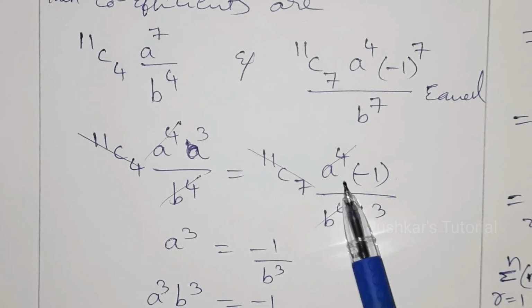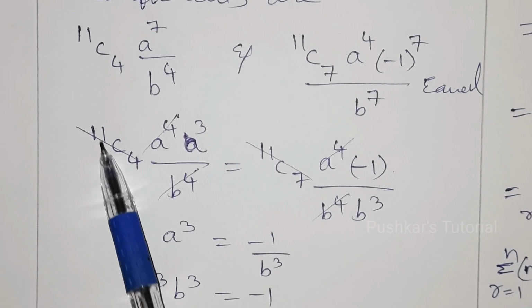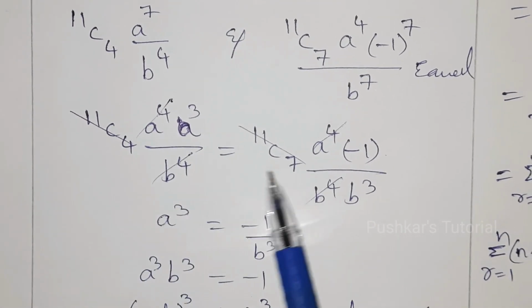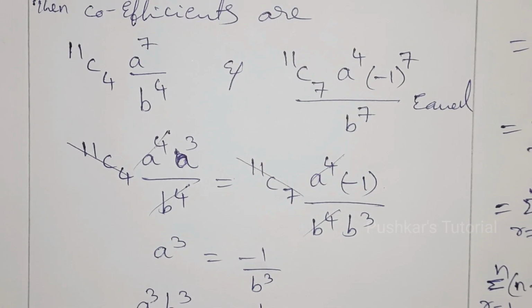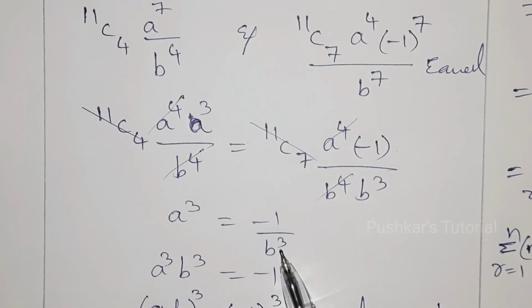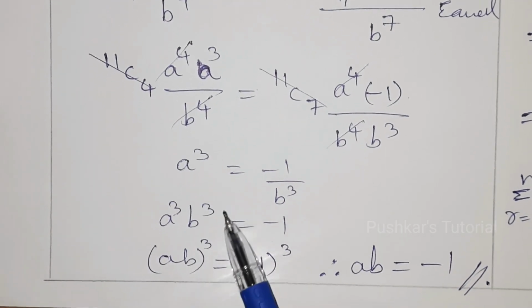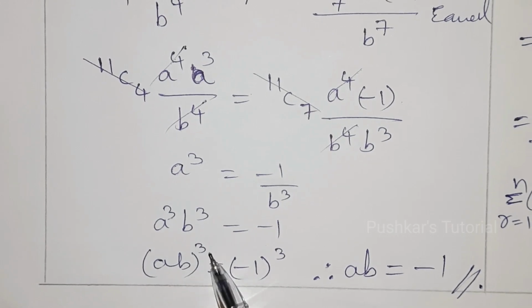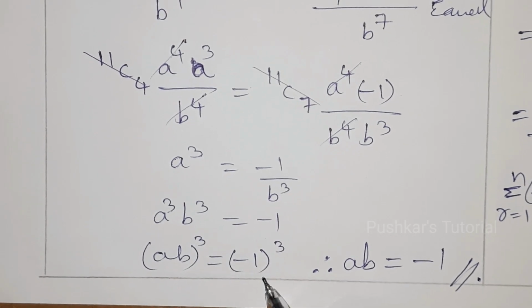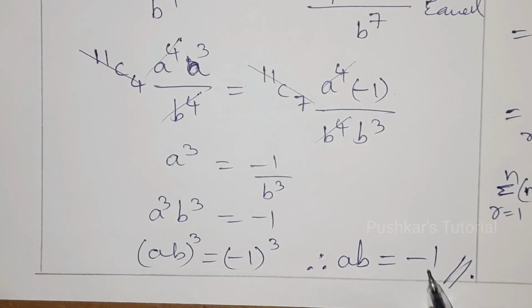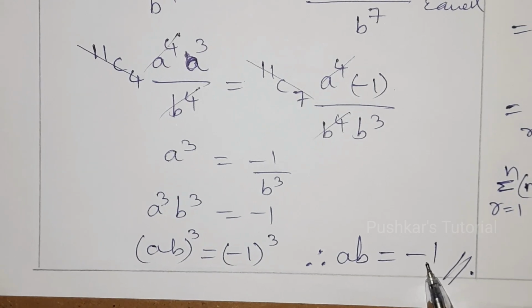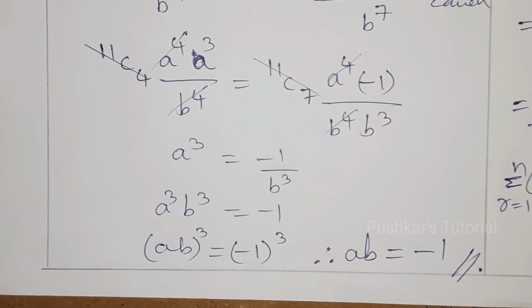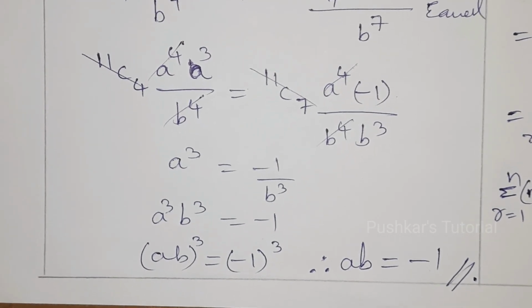So b power 4 cancel, a power 4 cancel, and 11C7, 11C4 both are equal values. So those also cancel. So denominator b cube left over, cross multiplication, a cube b cube is equal to minus 1, (ab) whole cube is equal to minus 1 cube also we can write as 1. So cube cube cancel. Hence the ab relation is ab is equal to minus 1.